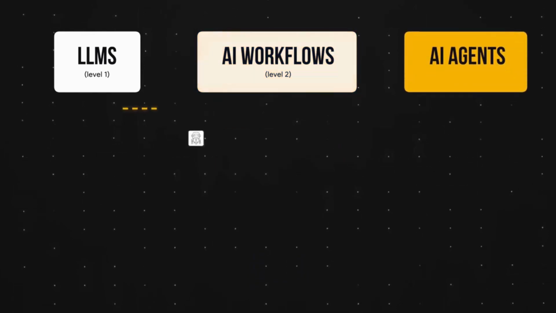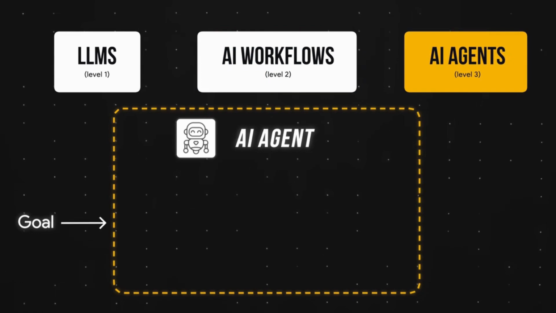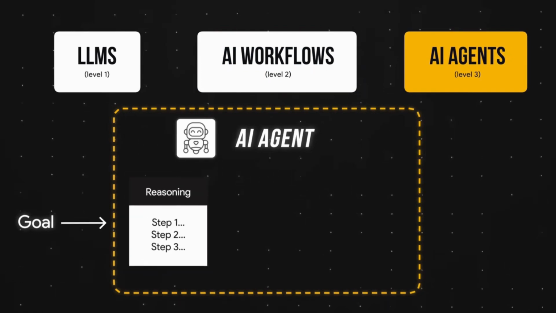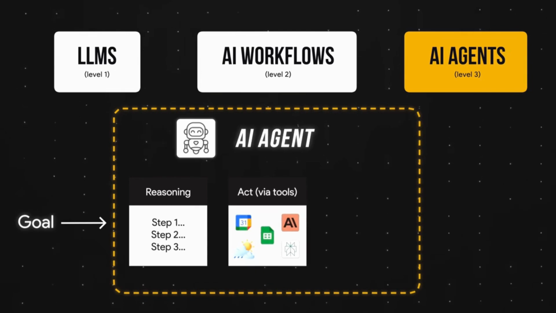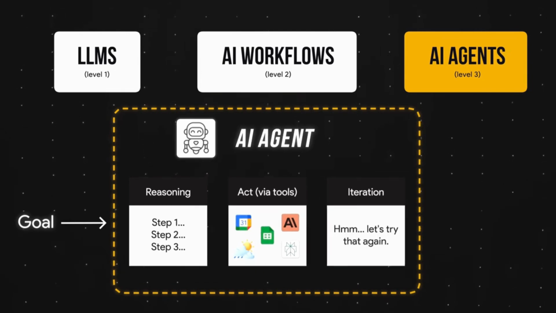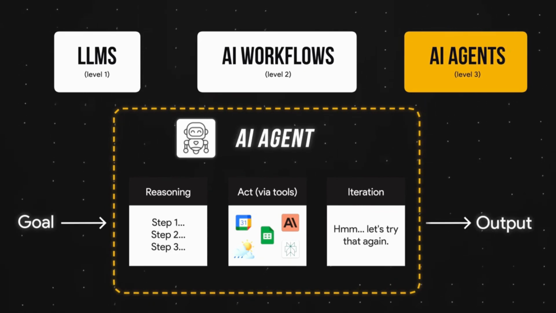Level 3, the AI agent receives a goal and the LLM performs reasoning to determine how best to achieve the goal, takes action using tools to produce an interim result, observes that interim result, and decides whether iterations are required, and produces a final output that achieves the initial goal. The key trait here is that the LLM is the decision maker in the workflow.